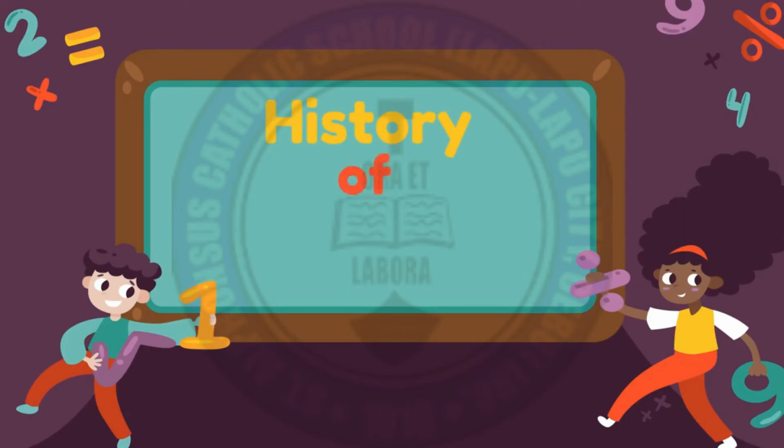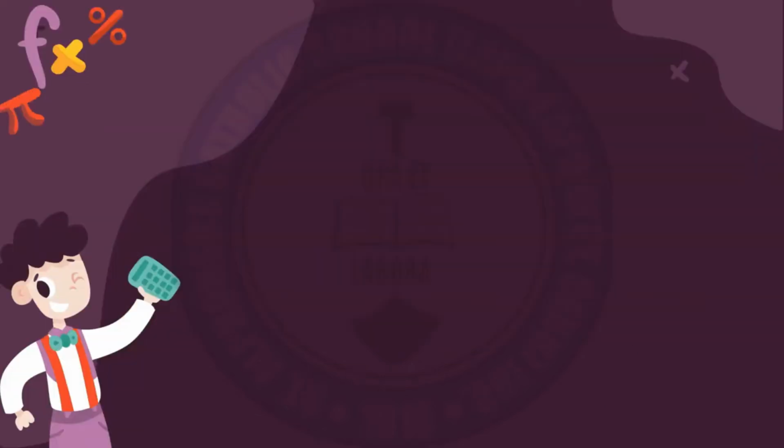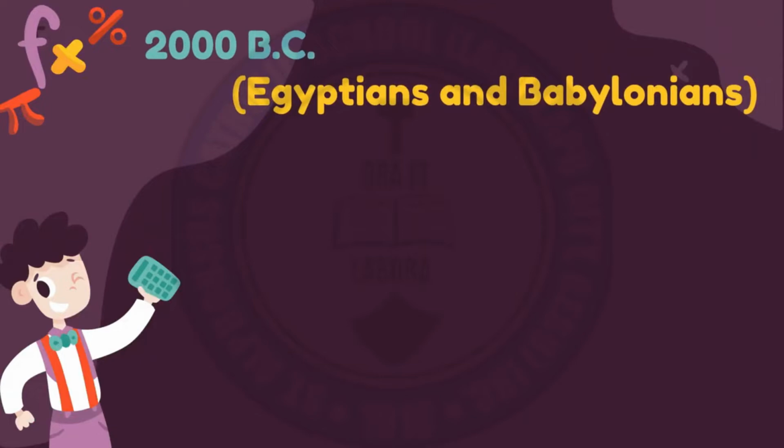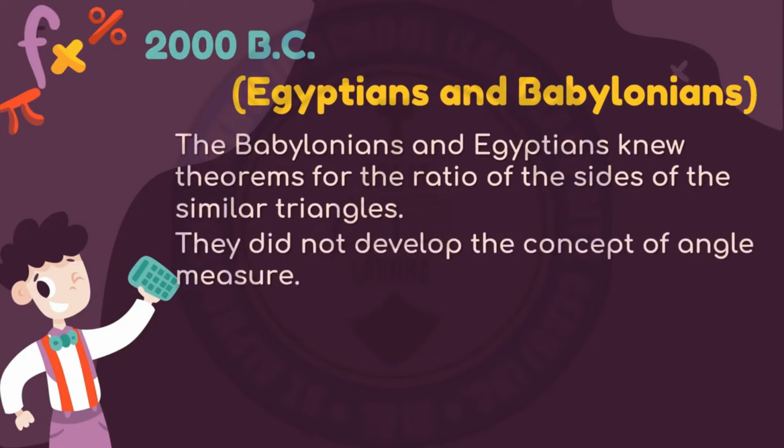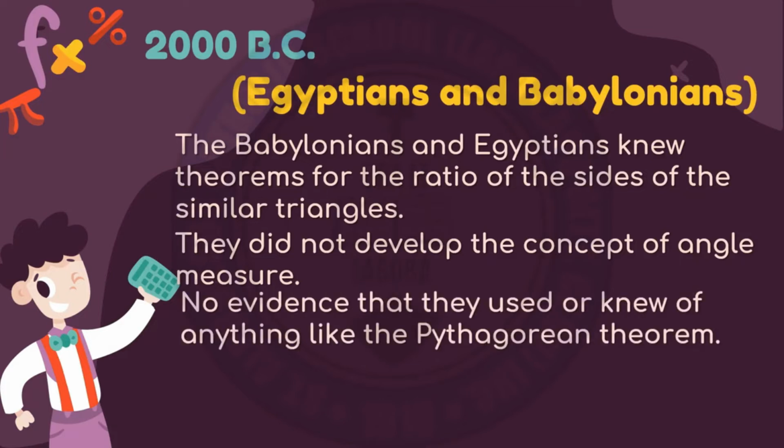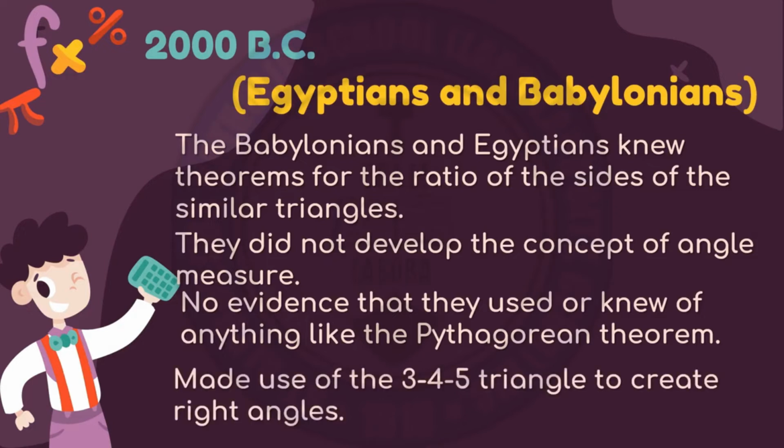Now let's trace the history of trigonometry. In 2000 BC, Egyptians and Babylonians knew the theorems for the ratio of the sides of similar triangles. Aside from that, they did not yet develop the concept of angle measure. No evidence that they used or knew of anything like Pythagorean theorem, and they just made use of the 3, 4, 5 triangle to create the right angle.